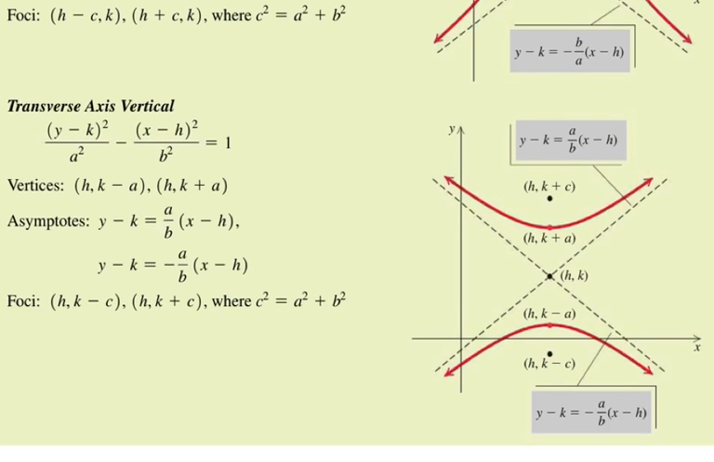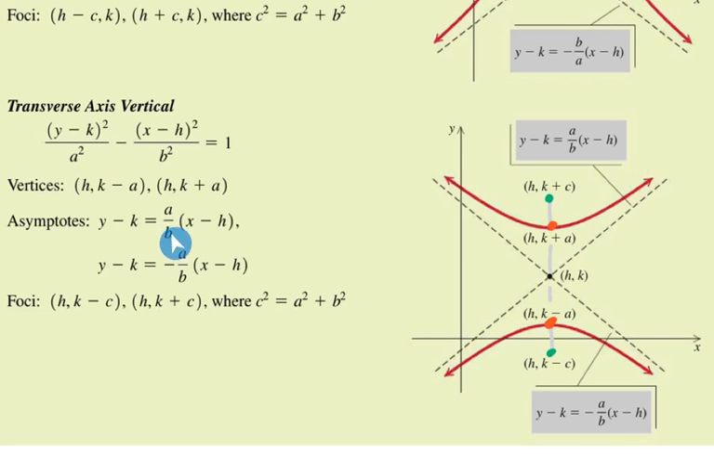Same thing for a vertical transverse axis. You're only going to see that difference is that when I mark the changes in all these points, they're going to be a change in the y values. So a gives us a change for our vertices, plus a and minus a, plus a to the k, and then minus a from the k value. That shifts us up and down off the center. And the foci, we've got plus c units off the center and minus c units off the center for those two points. And of course, then the asymptotes.